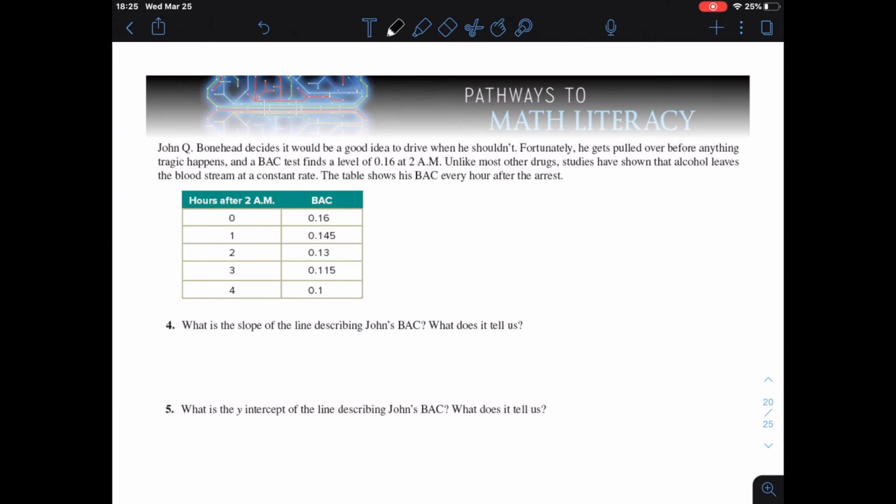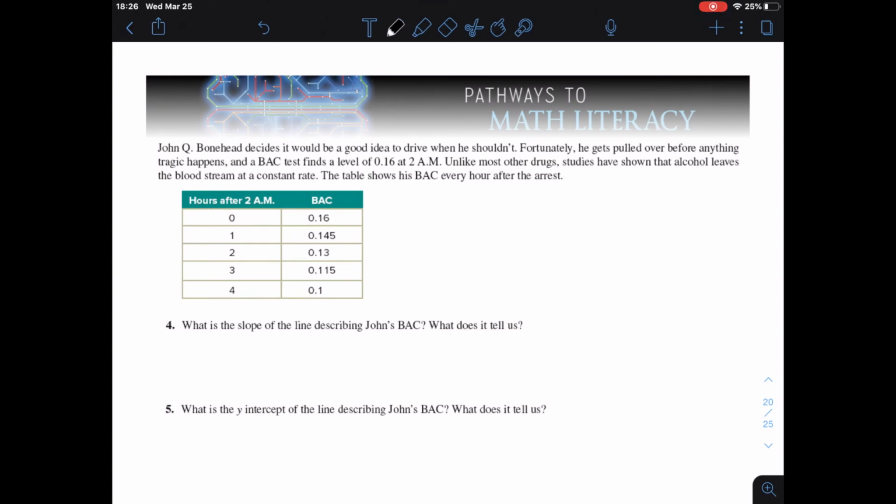So if you think of any other type of drug, it usually leaves your body at kind of an exponential rate. But alcohol actually leaves your bloodstream at a constant rate. So if you monitor it, every single hour, it's going to go down by that same amount. So for this particular guy, at 0 hours, his blood alcohol concentration was 0.16. After 1 hour, then it was at 0.145. 2 hours, it kept going down. 3 hours, 4 hours. So we have a bunch of different points for what's going on.